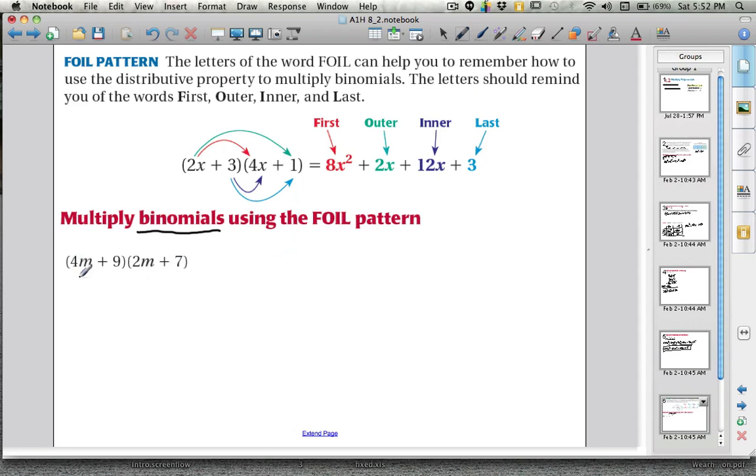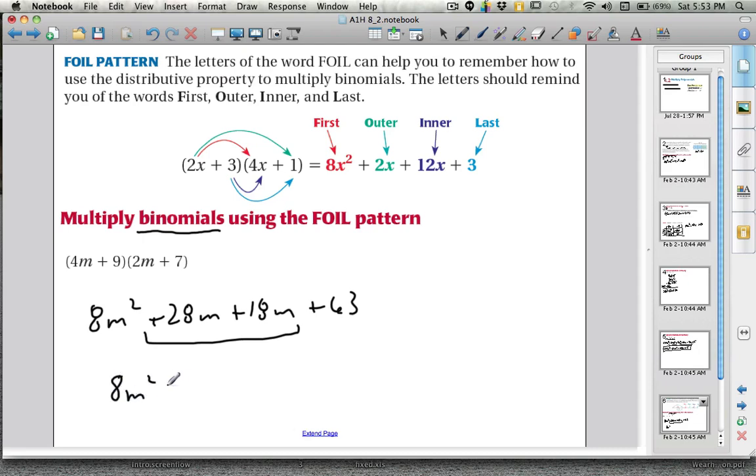Okay, so if I go ahead and do this, I'll have 4m times 2m, that's 8m squared. And then 4m times 7 is 28m. 9m times 2m is 18m. And 9 times 7 is 63. Again, I'm going to combine like terms. 8m squared plus, we're going to have 46m plus 63.